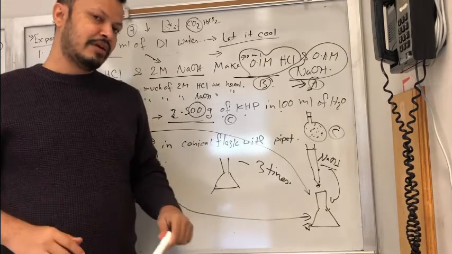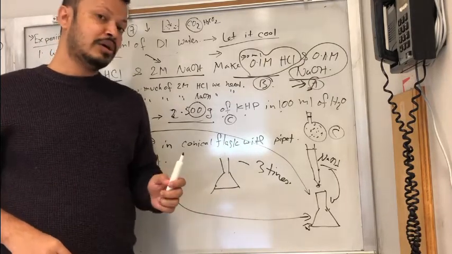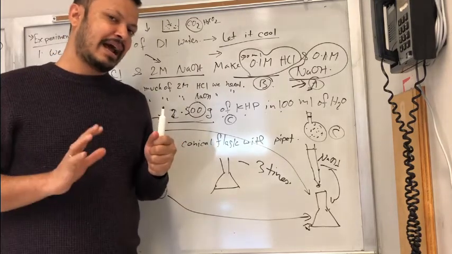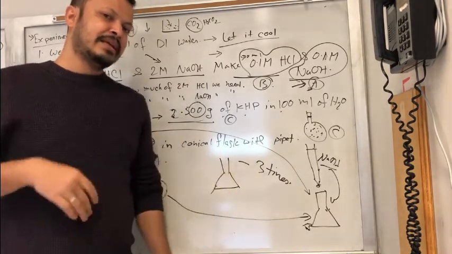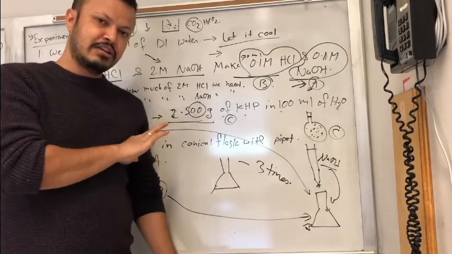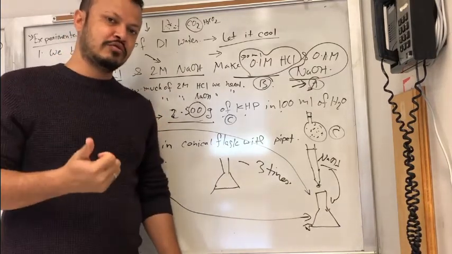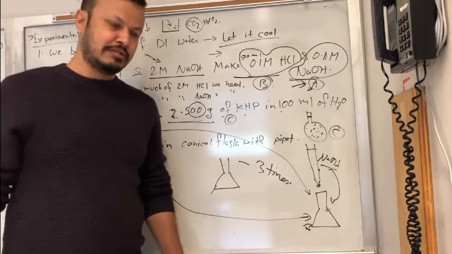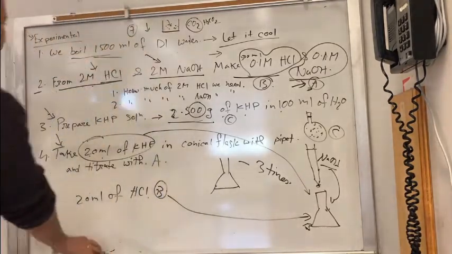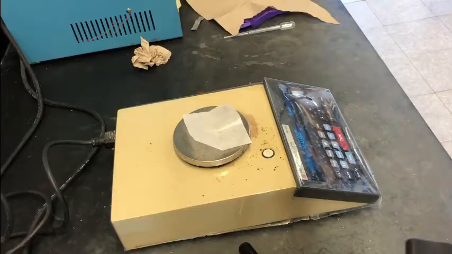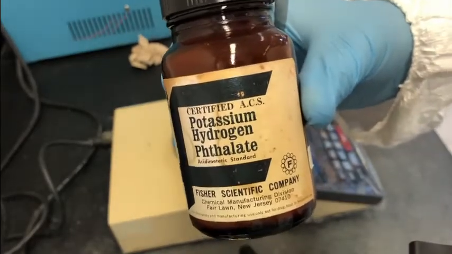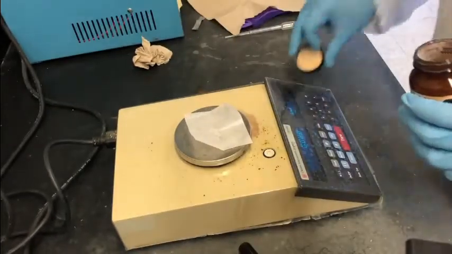Clear? Now I am going to show you how to do the titration and how to do the calculation. But I will not give you the exact figures. Whatever figures I give will be random. When I give you the data, you have to do the exact calculation by yourself. So first we are going to make the potassium hydrogen phthalate solution. We are going to take 2.5 gram.